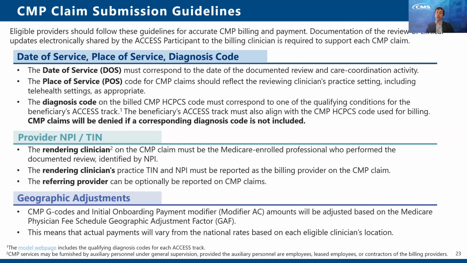Next, the rendering clinician on the claim must be the Medicare-enrolled professional who performed the documented review, identified by NPI. The PCP or rendering clinician's practice TIN and NPI must also be reported as the billing provider. The referring provider is an optional field on co-management payment claims. CMP G-codes and initial onboarding payment modifier amounts will be adjusted based on the Medicare physician fee schedule geographic adjustment factor, so actual payments may vary from the national rates based on each eligible clinician's location.